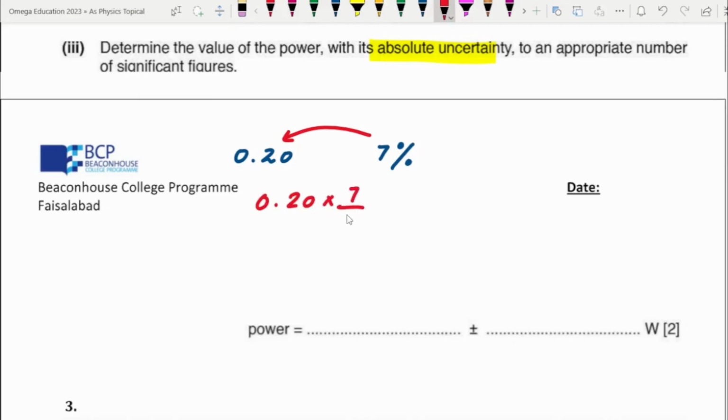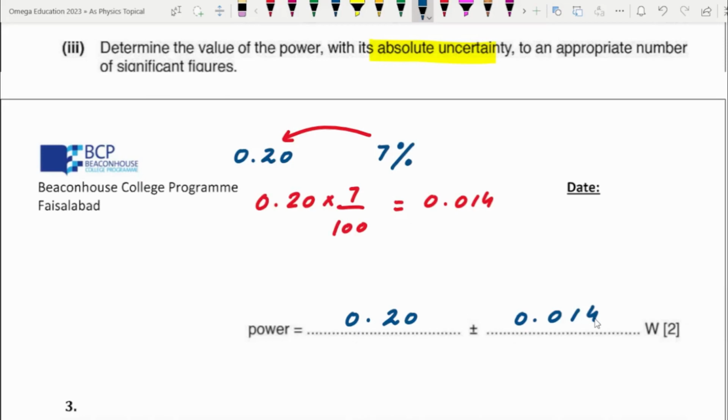0.20 times 7 divided by 100, and what you'll be getting is 0.014. So the final answer for this one would be 0.20 plus minus 0.014. But if you leave your answer like this, you see rule number 1 of writing the uncertainty with the principal value is violated.